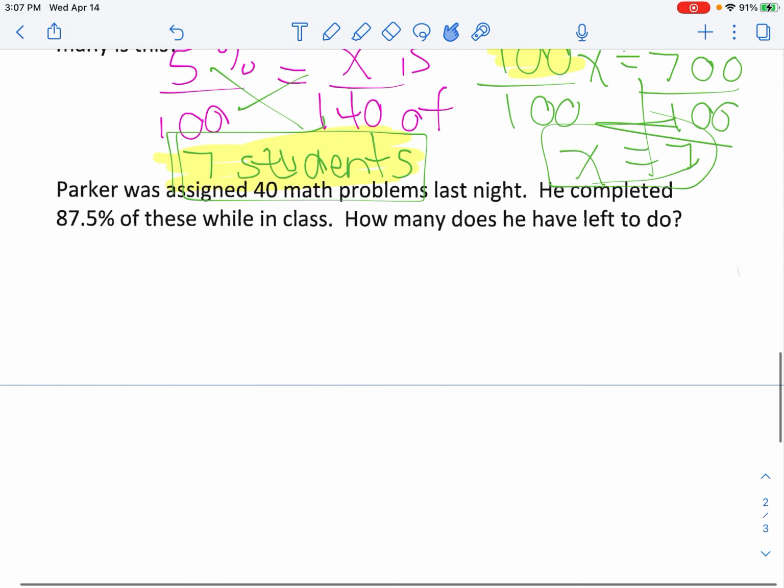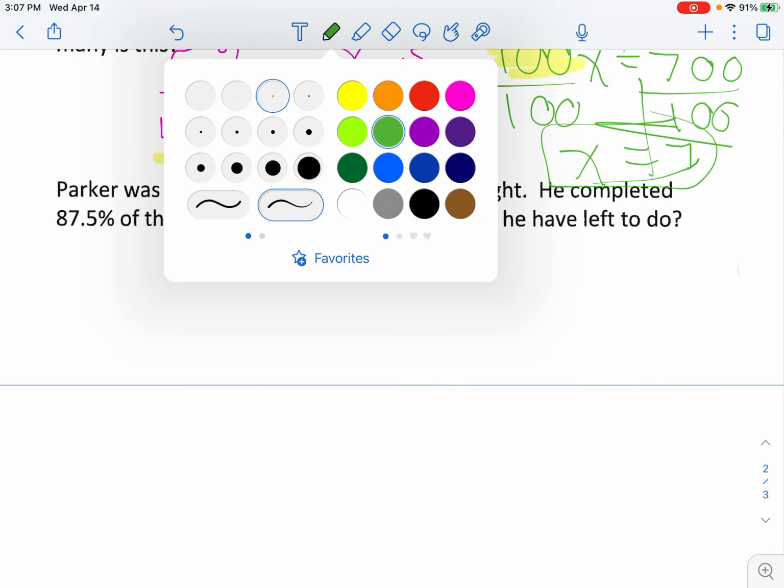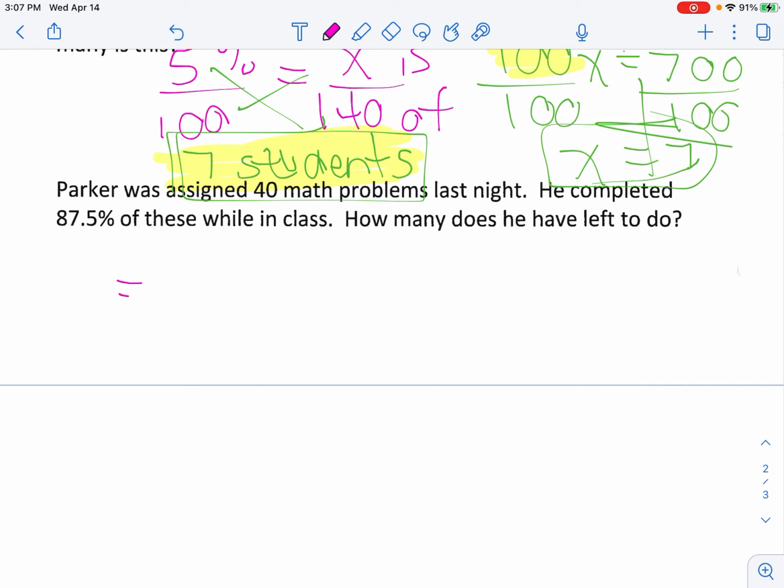Last one. Parker was assigned 40 math problems last night. He completed 87.5% of these while in class. How many does he have left to do? Not what percent. How many problems does he have left to do? So your final answer should be how many problems, not what percent. All right, here we go. So I'm going to start over here. Percent over 100 equals is over of.